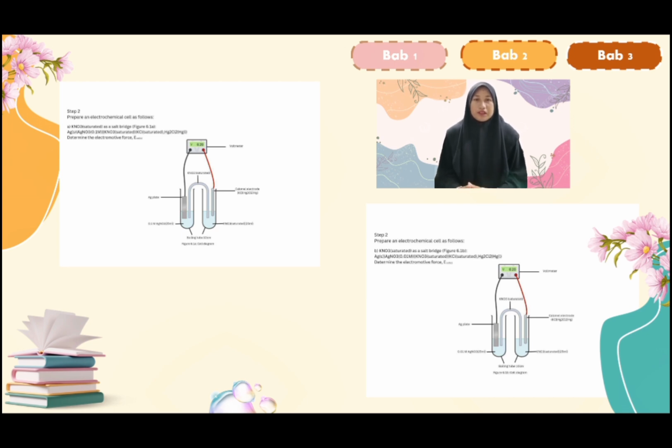Do the same procedure for part B, replacing 0.1 molar argentum nitrate with 0.01 molar argentum nitrate. For part C, do the same procedure as for part D, replacing the U tube filled with 0.1 molar argentum nitrate. Please ensure to use fresh solutions for each electrochemical cell.